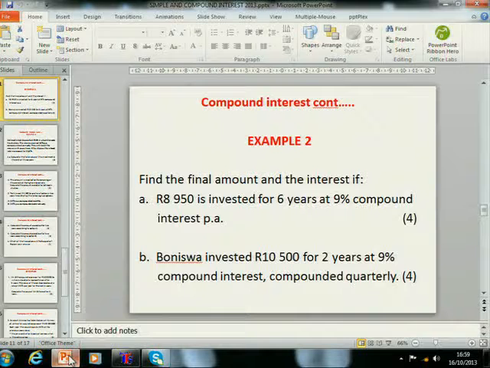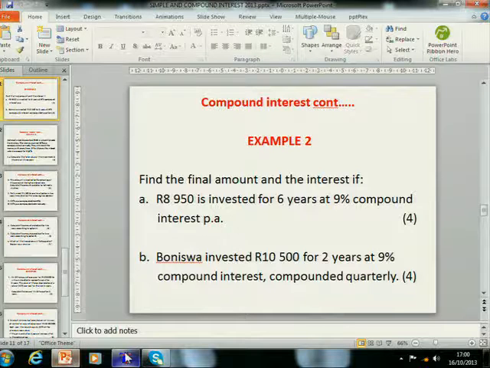She invested 10,500, meaning we have our principal amount, which is 10,500. For 2 years, we have our N, which is 2. At 9%, we have our interest rate, which is 9%. Compound interest, compounded quarterly. So if it's compounded quarterly, that means something must be divided by 4, something must be multiplied by 4. Let's just say divide, multiply by 4.